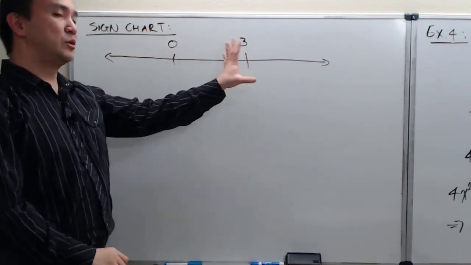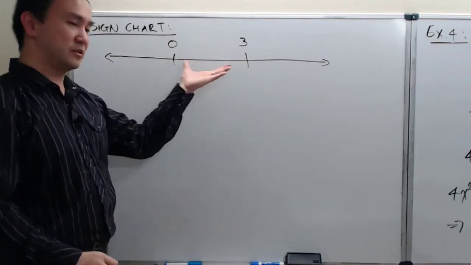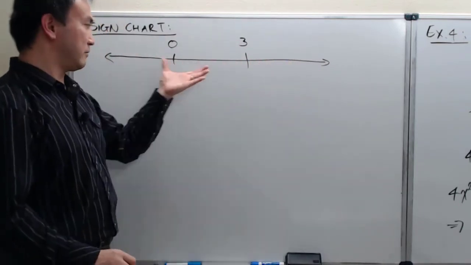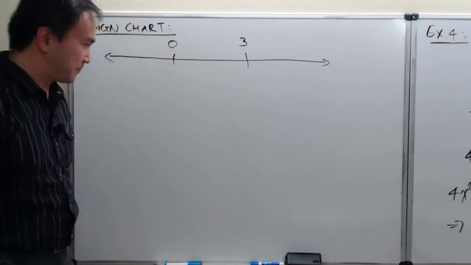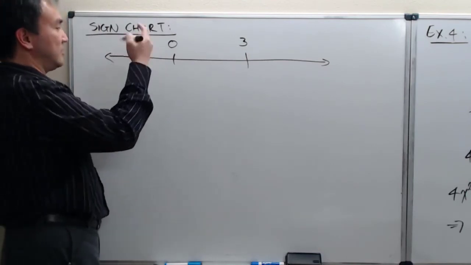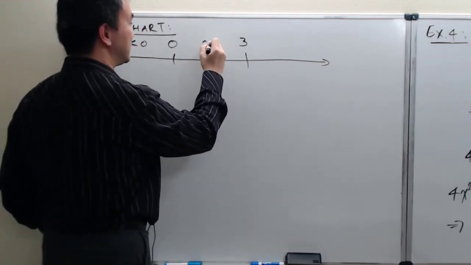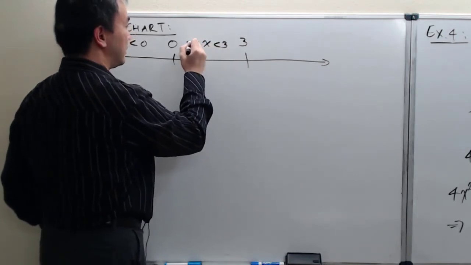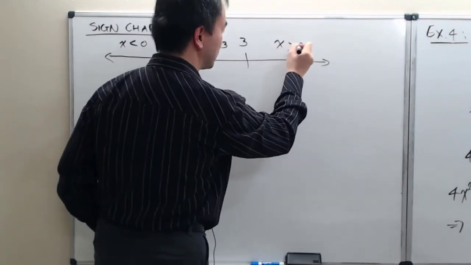These two critical values, once placed on the line of numbers, are going to break our line into three separate intervals or zones. This zone here is for all of those x values less than 0. This is for x between 0 and 3, and this is for x greater than 3.